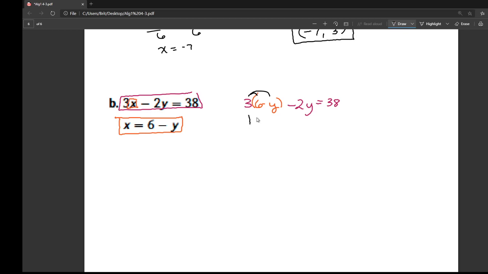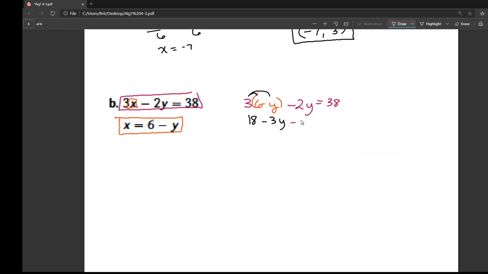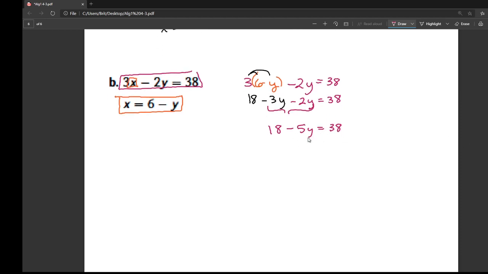So 3 times 6 is 18, and 3 times negative y is negative 3y. And I still have the negative 2y and the 38. Don't forget those. So then I combine my like terms. So negative 3y minus 2y is negative 5y. And then we need to get y alone, so I'm going to subtract 18 from each side, because you have to get rid of that addition and subtraction. And then if I divide by the negative 5, I get that y is equal to negative 4.